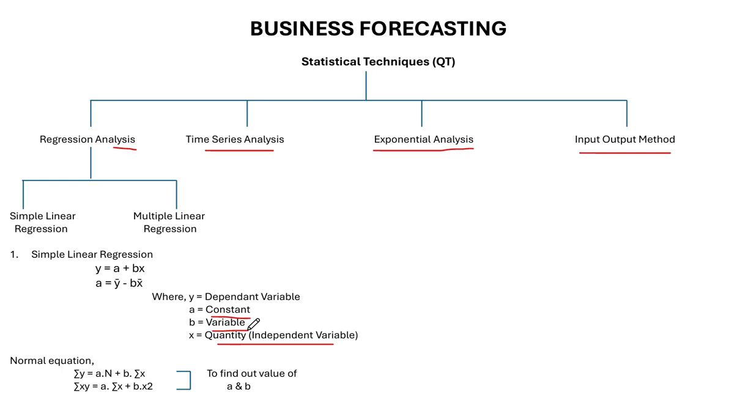How to find a and b? We use normal equations to find a and b. The equation is sigma y is equal to a into n plus b into sigma x. The next formula is sigma xy is equal to a into sigma x plus b into sigma x square. From these we calculate the values of a and b.